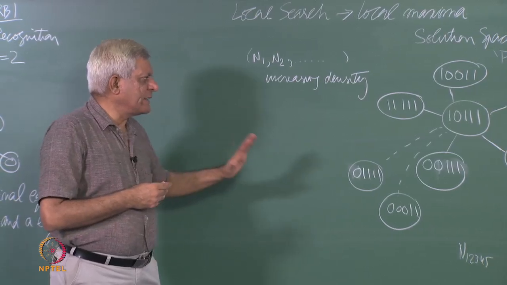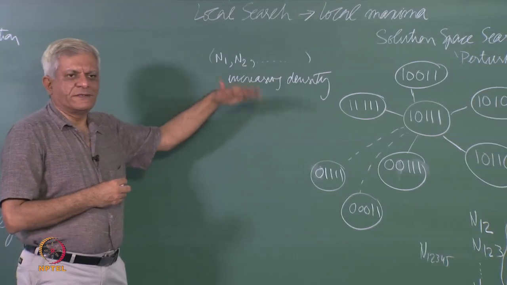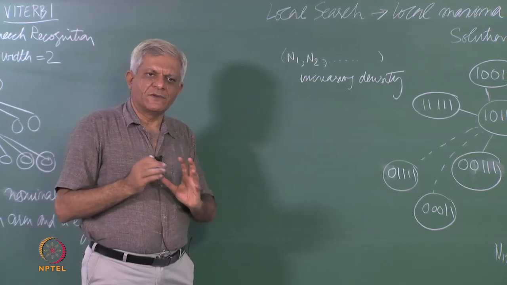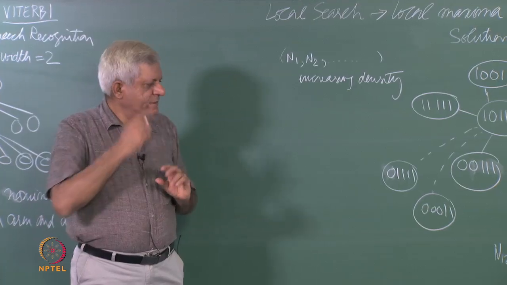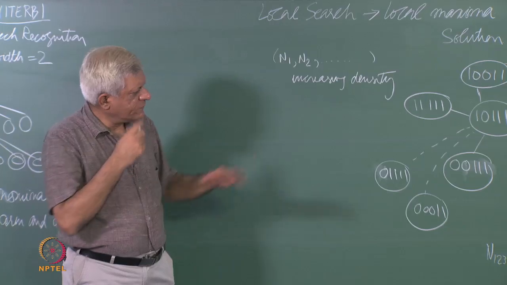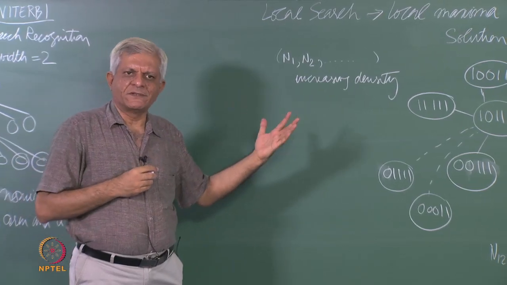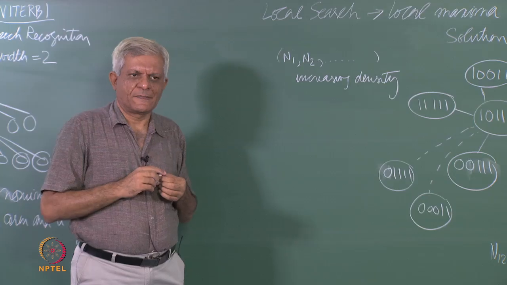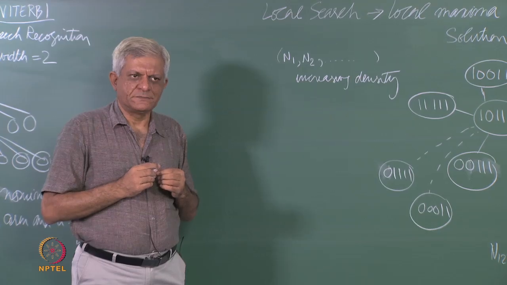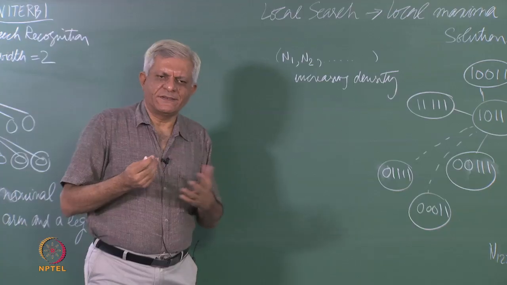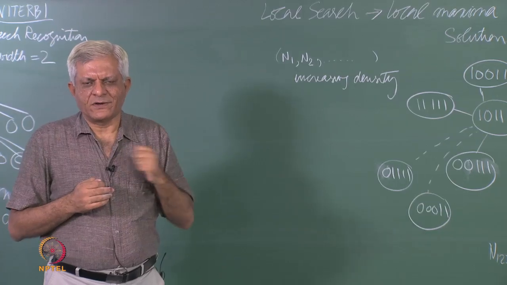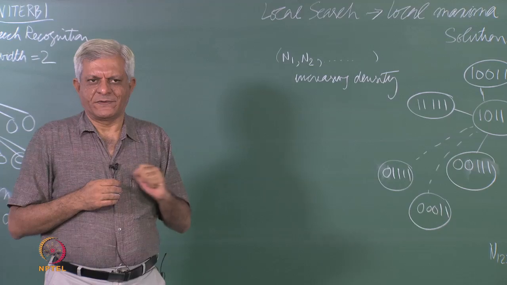So, we want to now devise an algorithm which will search in this solution space and will not get stuck in the local maxima. So, what is the criteria one should use for choosing a neighborhood function? There are two things. One is that we want to also keep a leash on the time complexity of our algorithm.